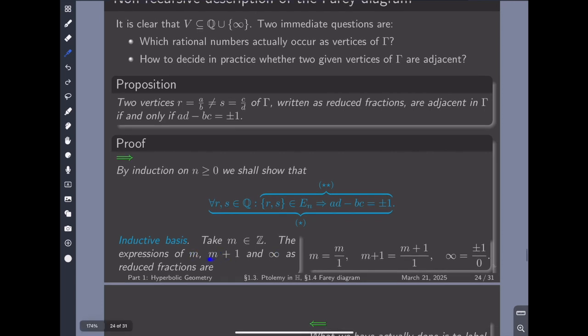The possibilities are m and m plus 1, or m and infinity, or m plus 1 and infinity. So now I take the reduced expressions, and then I just check the determinants. For instance, this determinant is obviously minus 1. This determinant is also obviously plus or minus 1, etc. So every time I took two rational numbers that happened to be adjacent in E0, this was true.